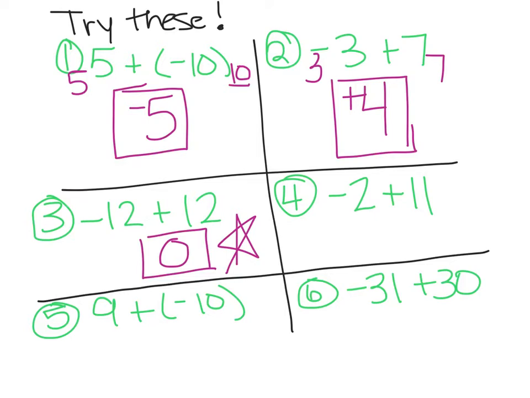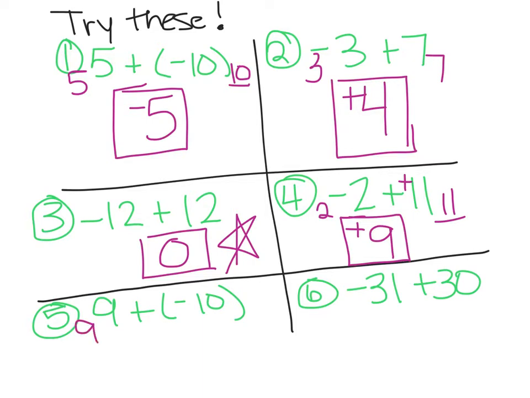Okay. -2 plus 11. Absolute value is 2. Absolute value is 11. 11 minus 2 is 9. And you keep the sign of the bigger one. It doesn't say it, but remember that's a positive sign. +9. Good work.